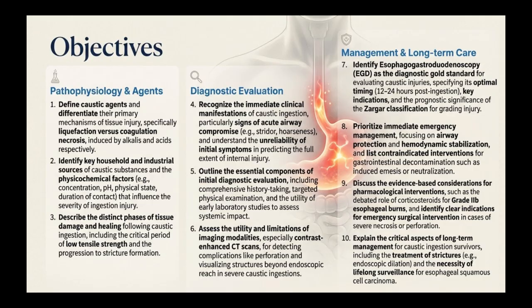Furthermore, you will be able to describe the distinct phases of tissue damage and healing following caustic ingestion, including the critical period of low tensile strength and the progression to stricture formation. You will learn to recognize the immediate clinical manifestations of caustic ingestion, particularly signs of acute airway compromise like stridor and hoarseness, and understand the unreliability of initial symptoms in predicting the full extent of internal injury.